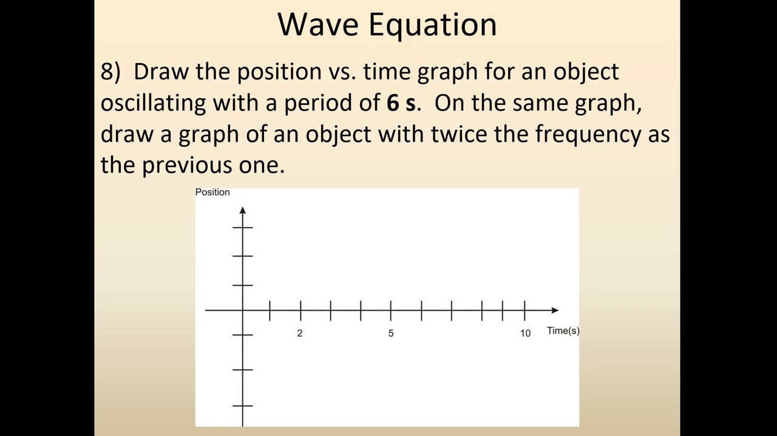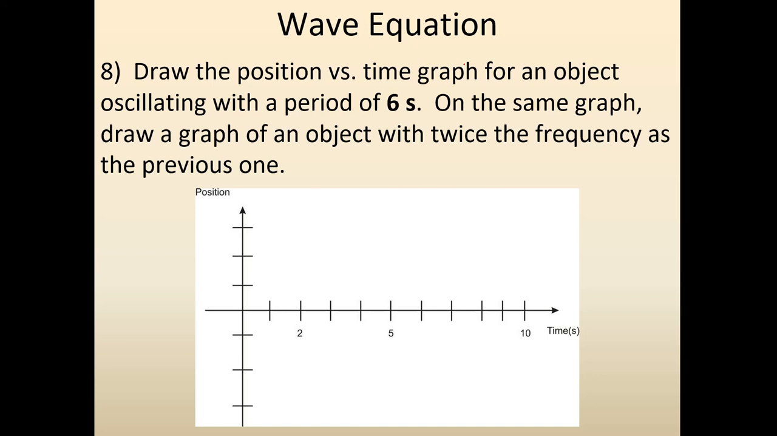Now for this question, I don't really care about the specific graph. I didn't give you enough information to figure out what the amplitudes are or whether it should be sine or cosine. So all I really care about is that you drew two trig functions, one with the period of 6 seconds and the other with twice the frequency. So let's start with the first one, the period of 6 seconds.